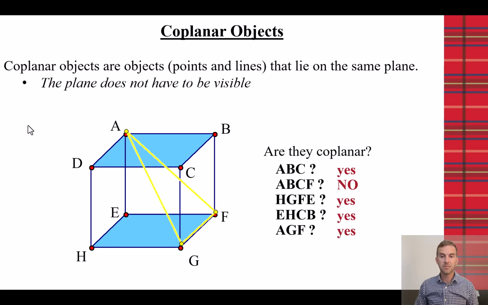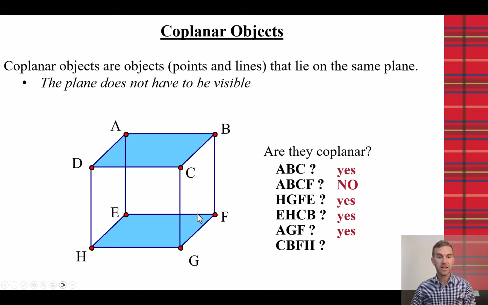And let's look at one last one here, CBFH. So if I look at this, CBF, that's this right-hand side. H is over here by itself. So it is not falling on that same plane there, so we would say these are no, they are not coplanar.